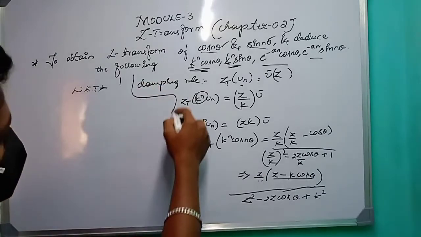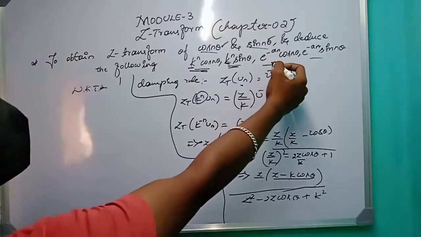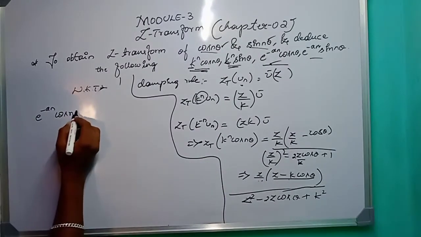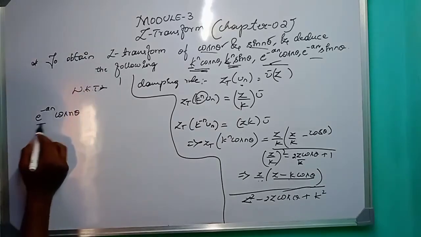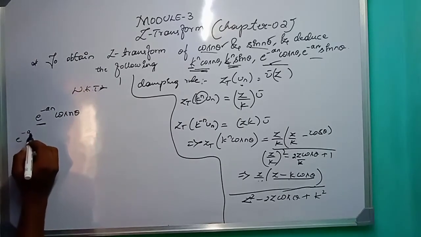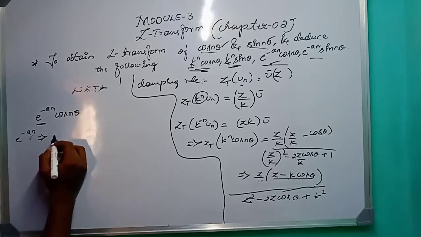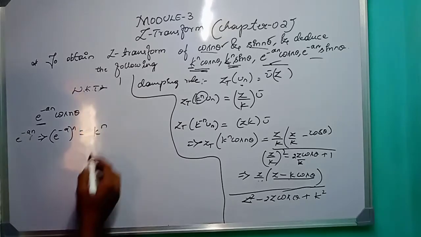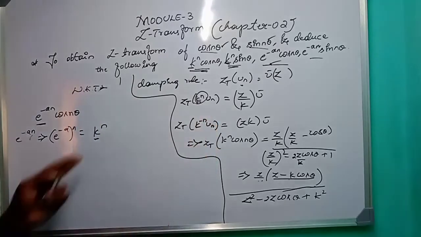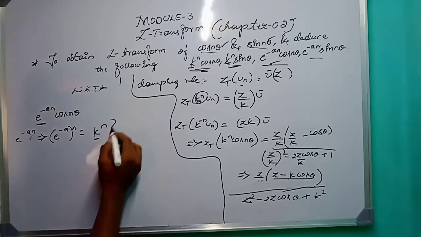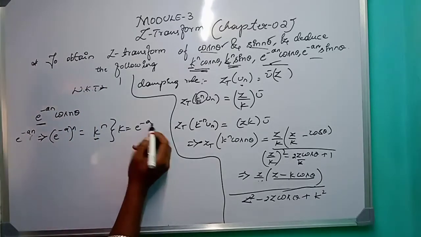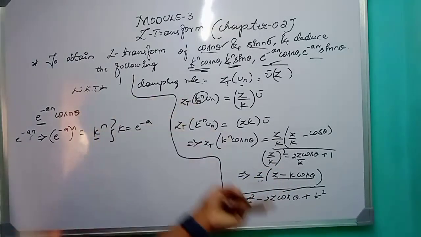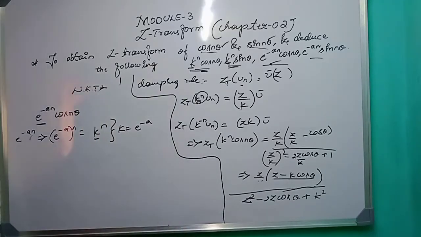Now take this separately. Now e power minus a n cos n theta. Right. So how can I write this e power minus a n? e power minus a whole power n is equal to e power minus a whole power n. This is nothing but k power n, and using the k power n, where k is equal to e power minus a. In place of k, just apply e power minus a. That will give you the answer.